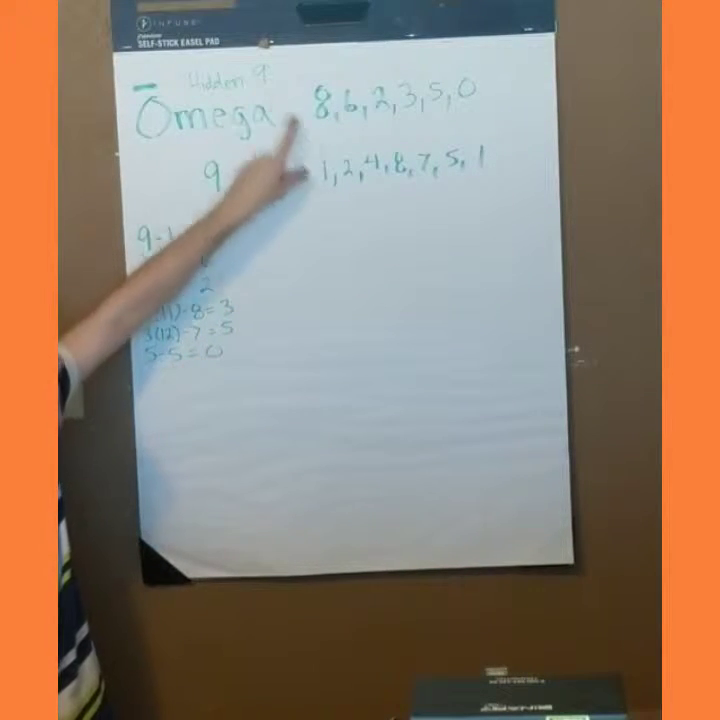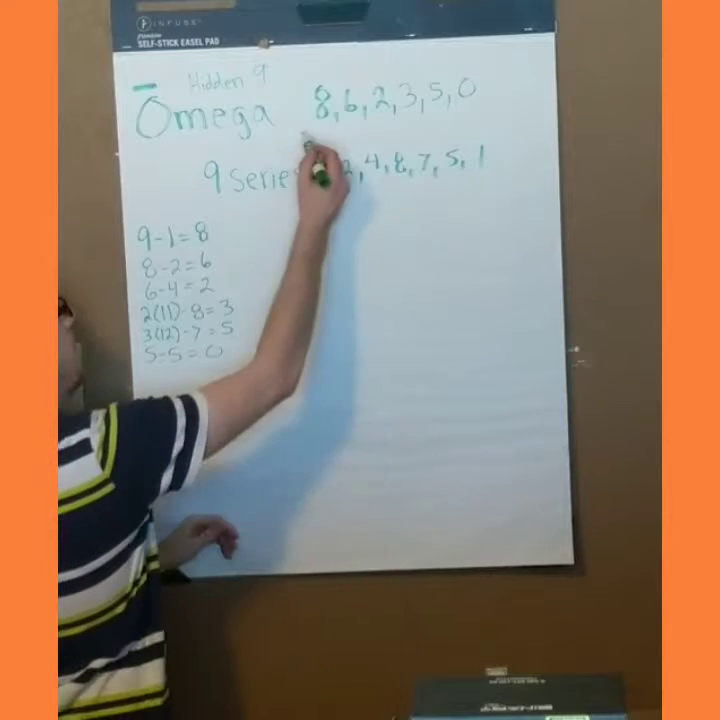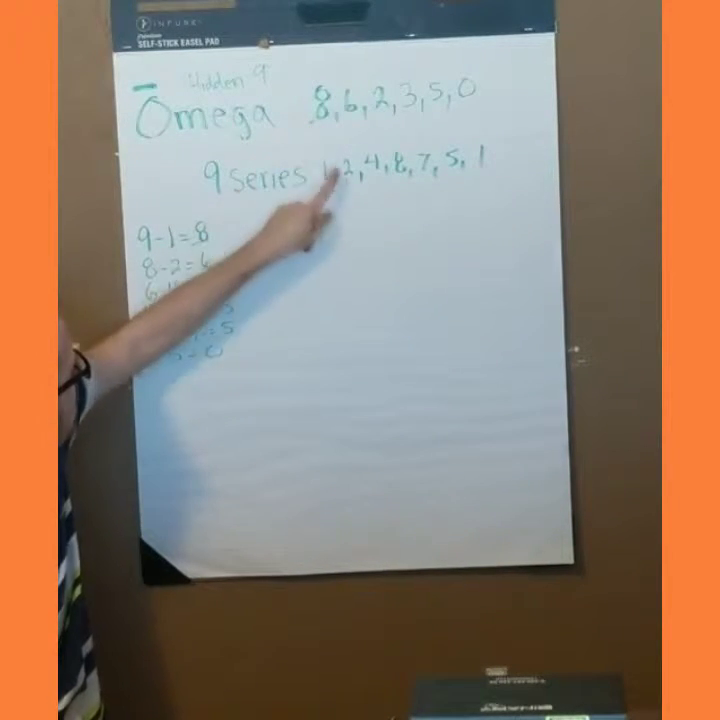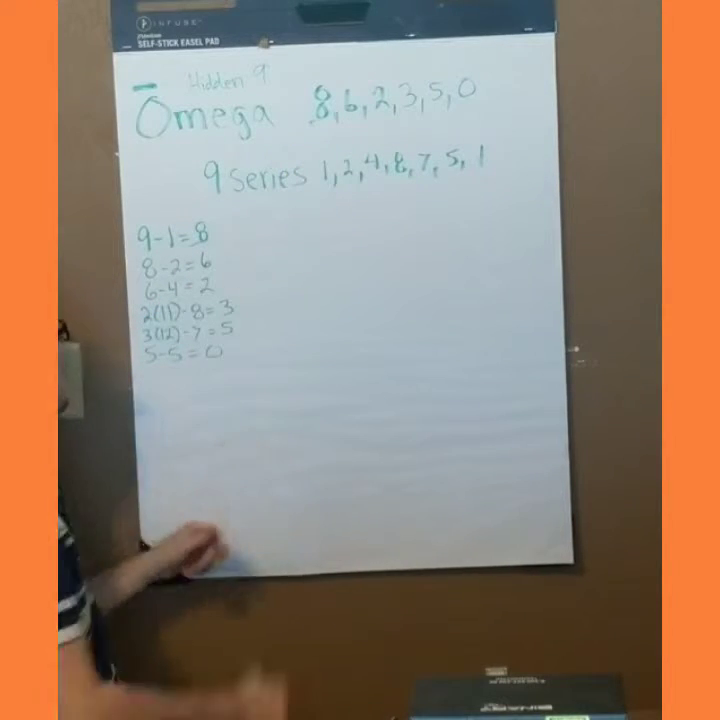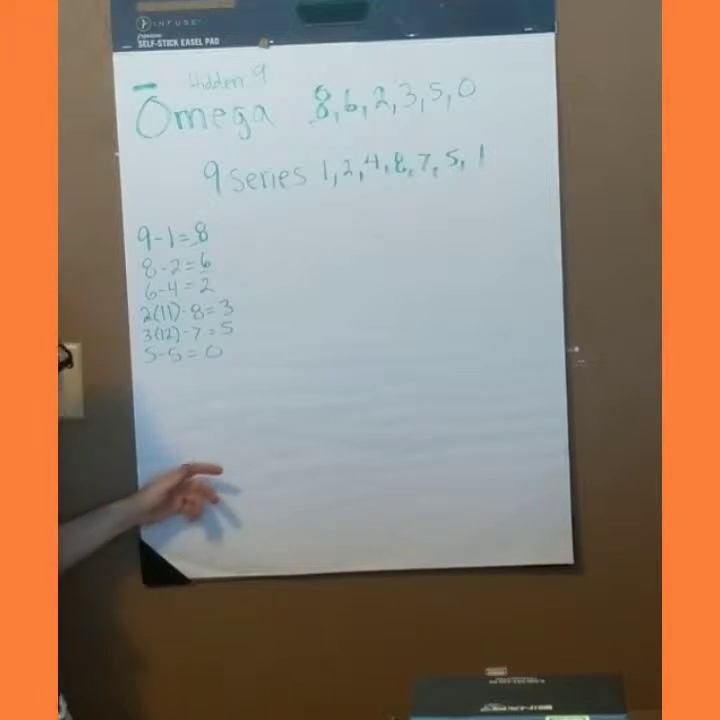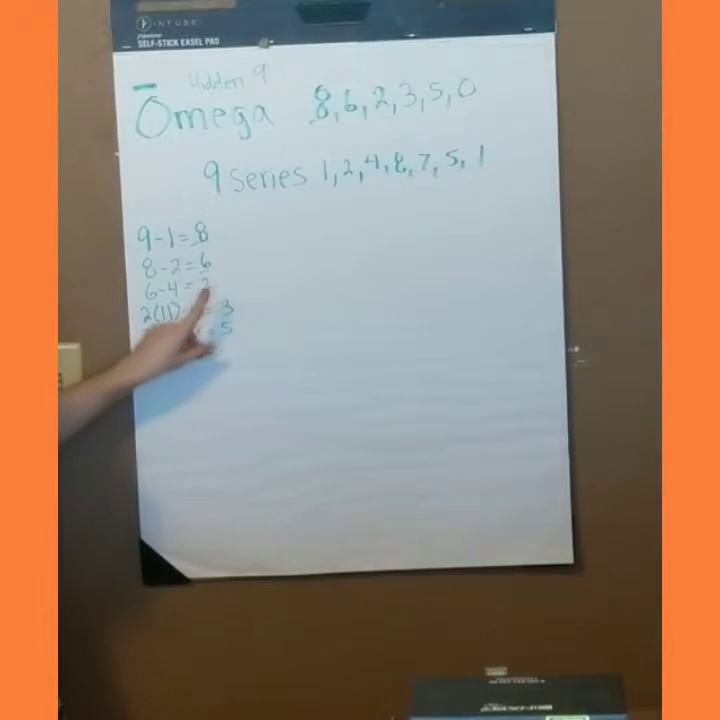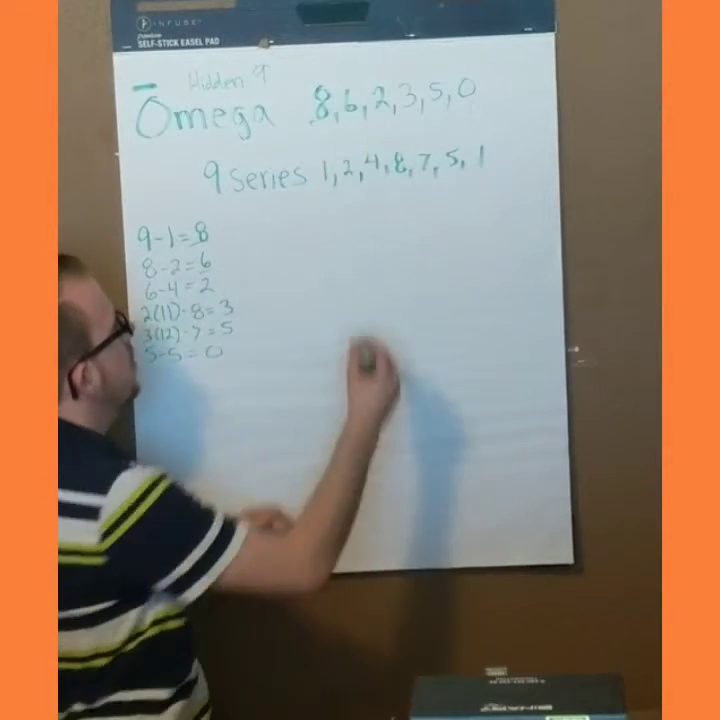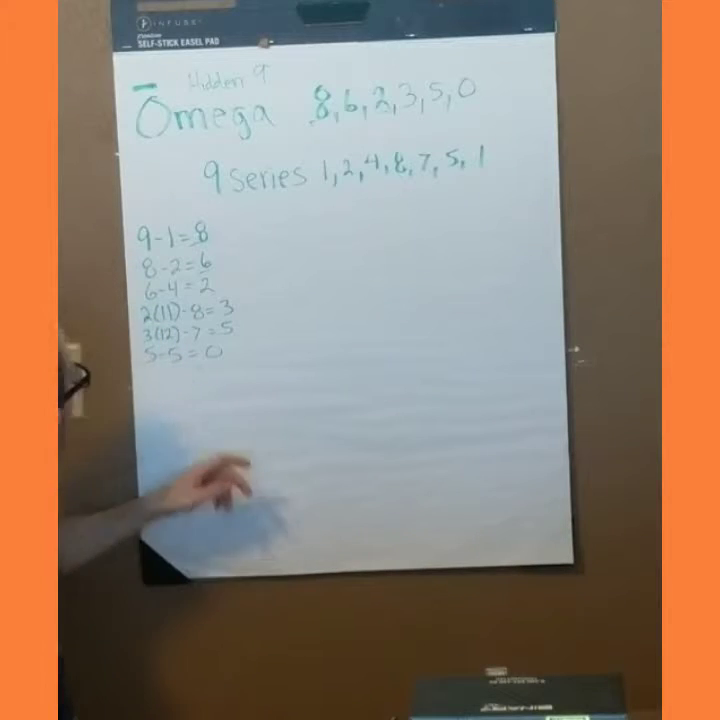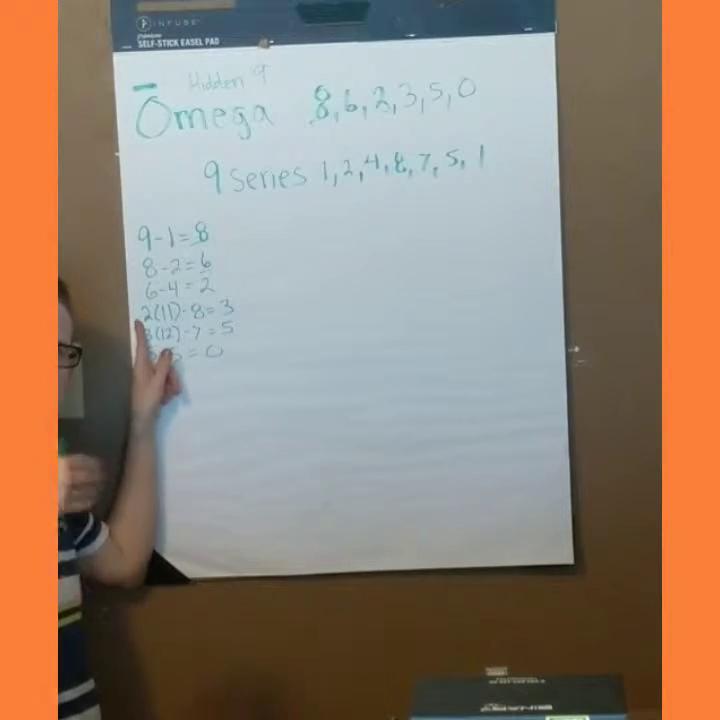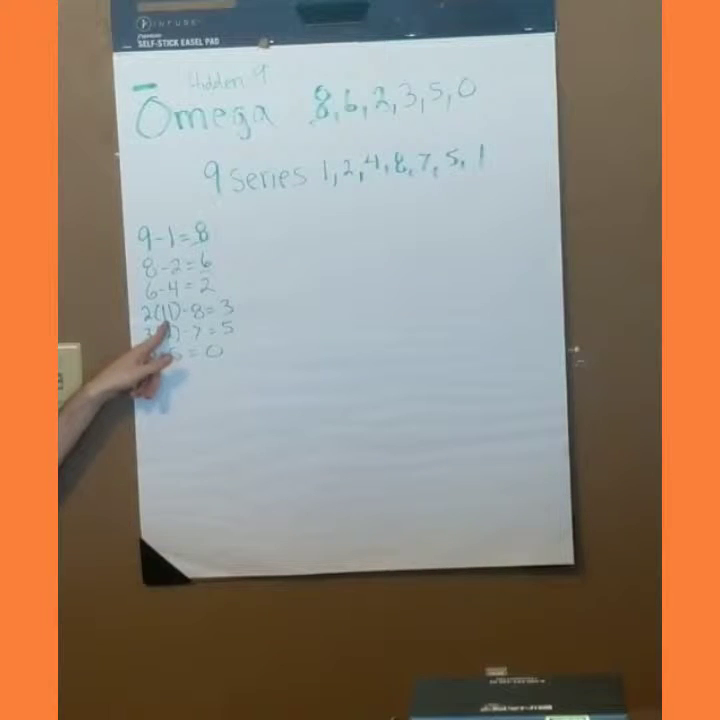So you start with a hidden 9, minus 1 is 8. There's your 8, okay? Then you have 8 minus 2 equals 6. There's your 6. Then you have 6 minus 4 equals 2. There's your 2. Alright? Then you have 2, because remember now at this point you're getting into the negative, so we got to change that into an 11.